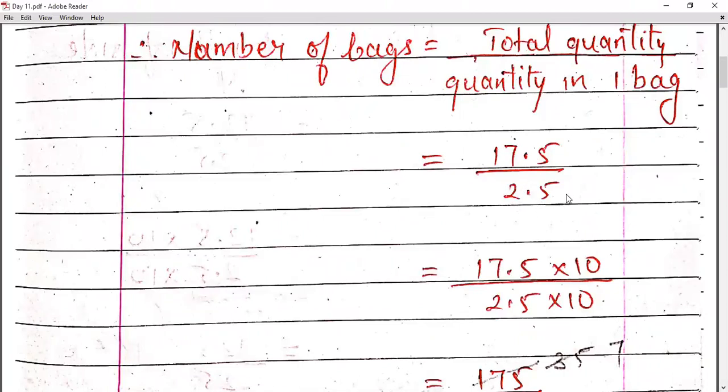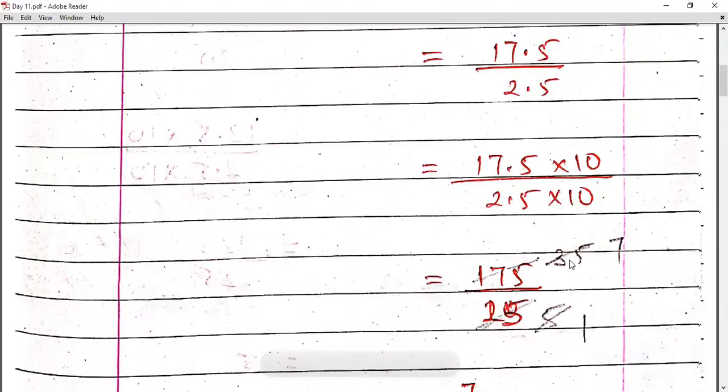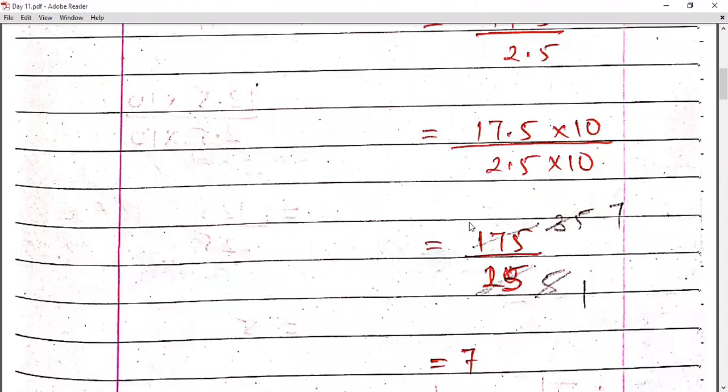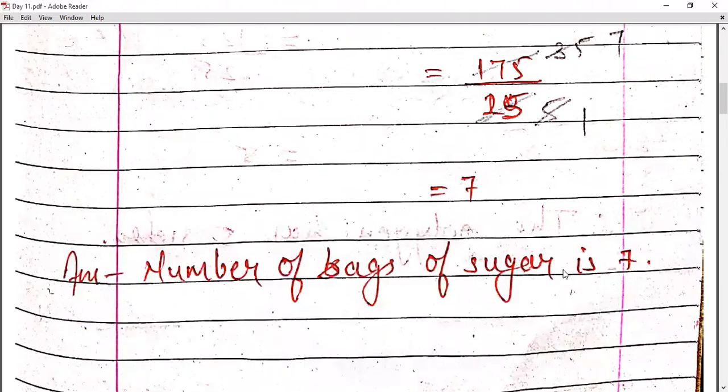You can see this is the division of a decimal number by another decimal number. So I will be converting the denominator decimal number into a whole number. Here I have only one digit in the decimal part of the denominator. Therefore, I will multiply both the denominator and numerator with 10. On multiplication with 10, I will have 175 divided by 25. On simplification or cancellation, I will get the value as 7. Hence, the number of bags of sugar is 7.